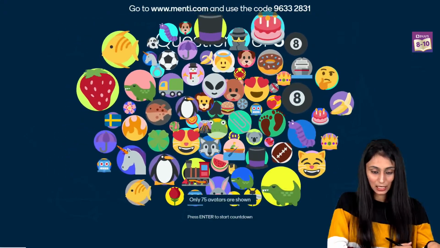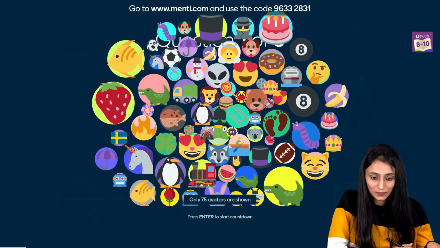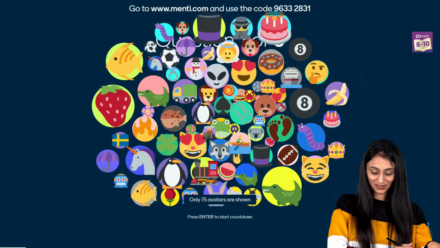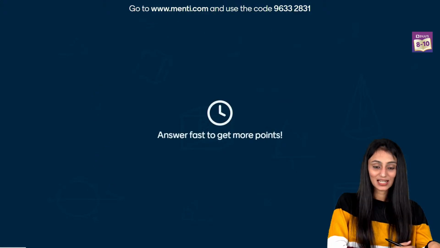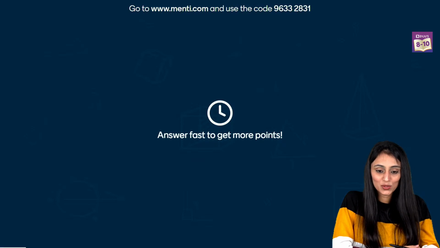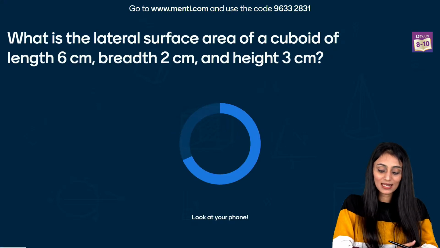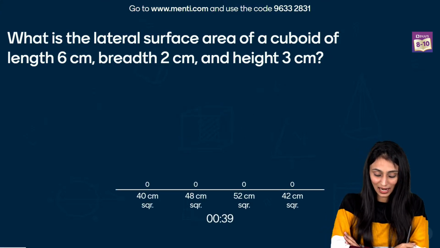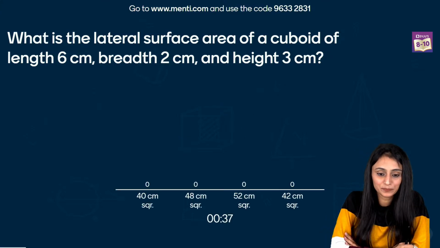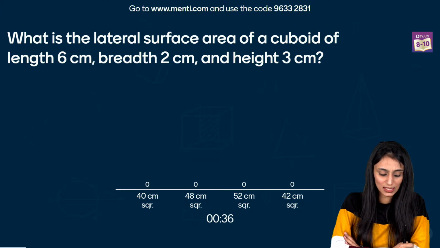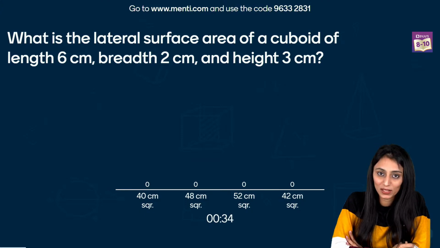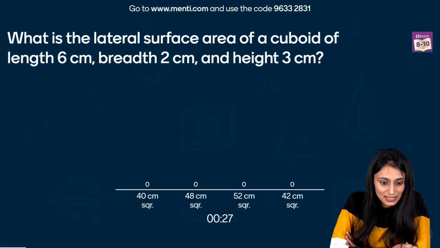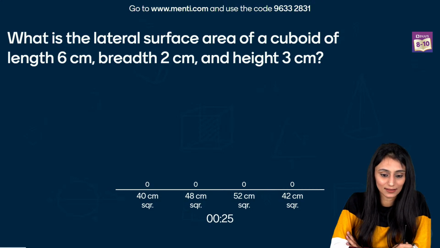Yes, I can see a lot of people have joined. Alright. So let's start the quiz. So here we are going to have our first question now. What is the lateral surface area of a cuboid of length 6 cm, breadth 2 cm and height 3 cm? Quickly. It's a very simple question. All you need to know is the formula. Directly you have to substitute the values, but just be careful while doing the calculation.